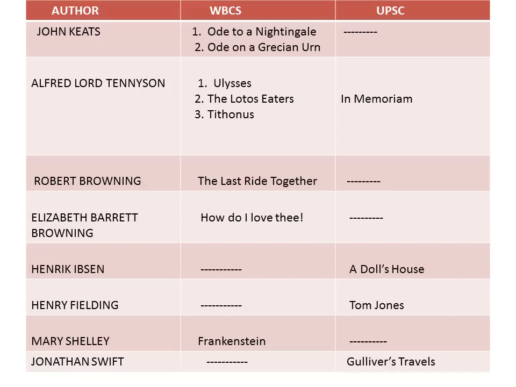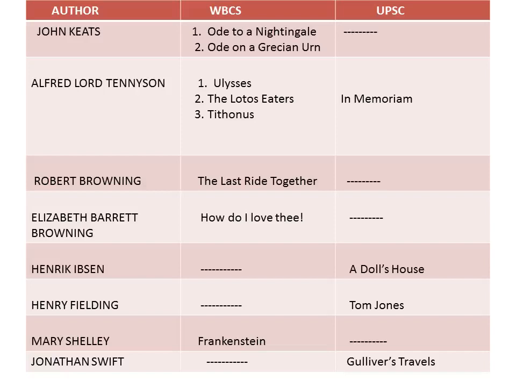Tennyson. For WBCS, you have to read Ulysses, The Lotus Eaters and Tithonus. As you know, these are extremely well-known poems by Tennyson. Whereas for UPSC, you have to read In Memoriam. This is what he wrote in memory of his friend Arthur Henry Hallam. Again, Robert Browning and Elizabeth Barrett Browning, you have to read only for WBCS but not UPSC.